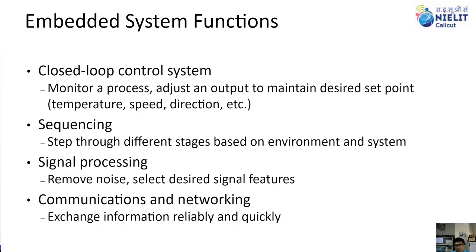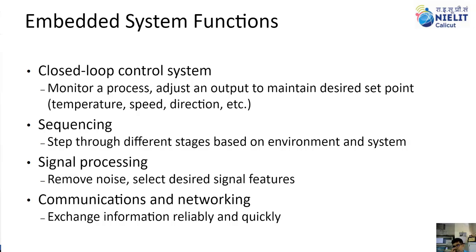Then, in certain applications, we need signal processing. To reduce interference or noise, we need to apply signal processing algorithms. And again, we have to filter out certain things, that is, select the desired signal features. For extracting the features, we need to do signal processing work as part of an embedded system.